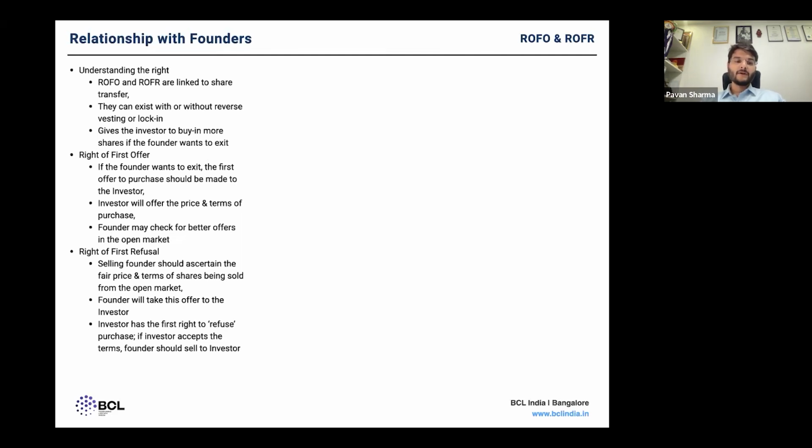Now you'd see the difference between these two is in discovery of price or discovery of terms. In the case of ROFO, the responsibility to determine the price is on the investor. In the case of ROFR, the discovery process is to be taken up by the founder. Naturally, the investor will not want to take up more work. So you would see ROFR being used in agreements more often than ROFO.